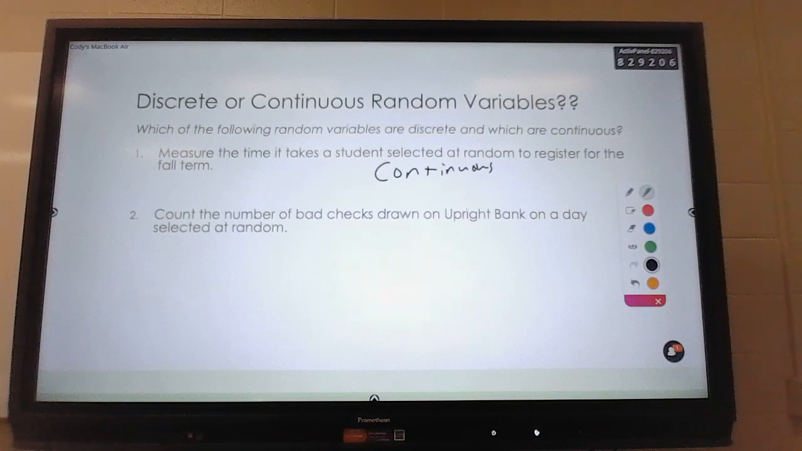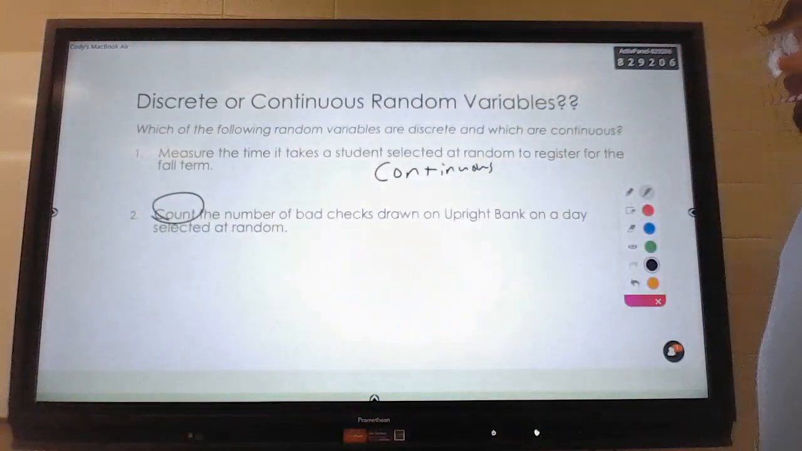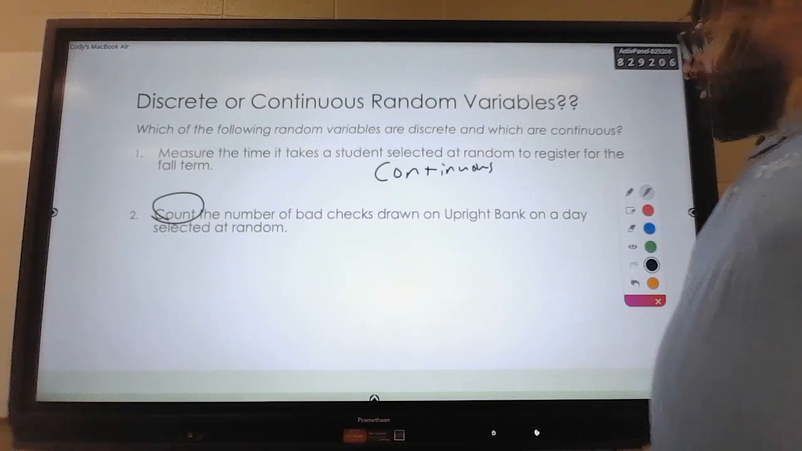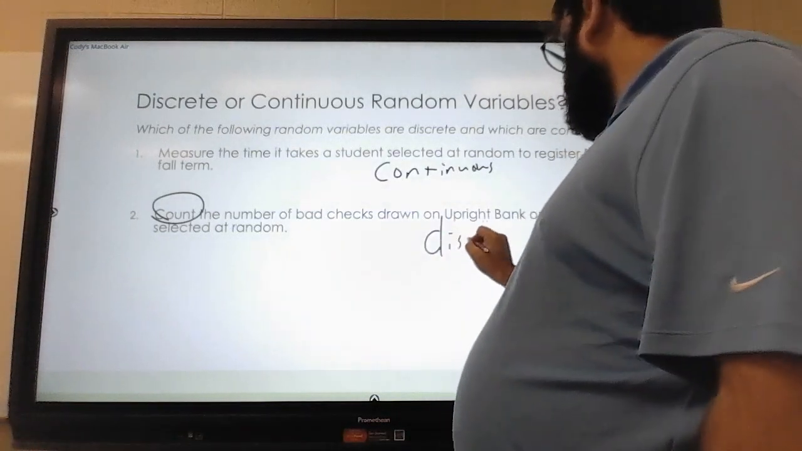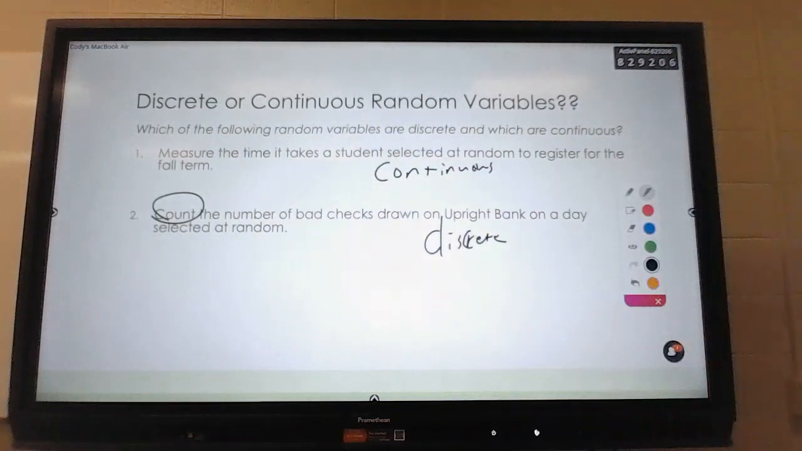Count the number of bad checks drawn on Upright Bank on a day selected at random. The answer is literally in the word, counting, right? And you can't have half a check. You can't have a quarter of a check, right? So this is a discrete variable.